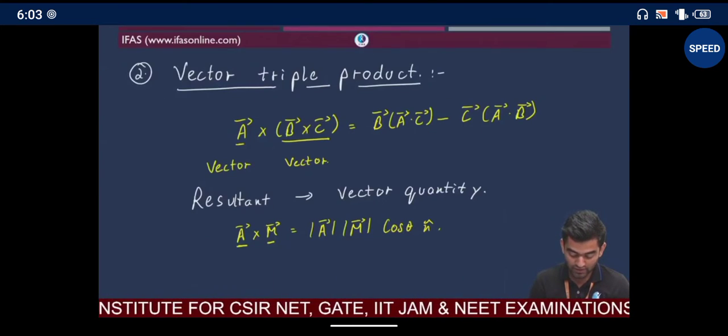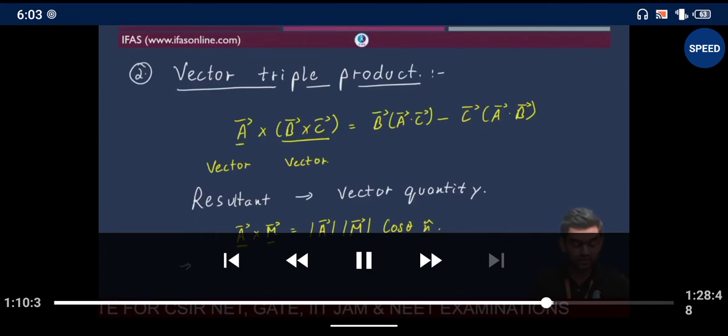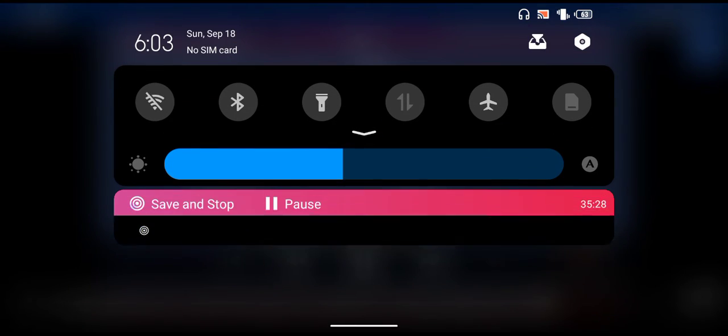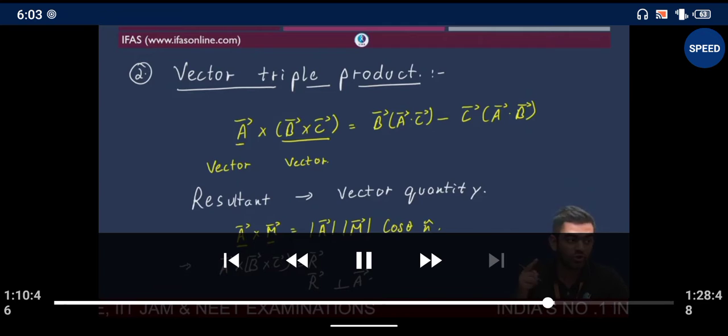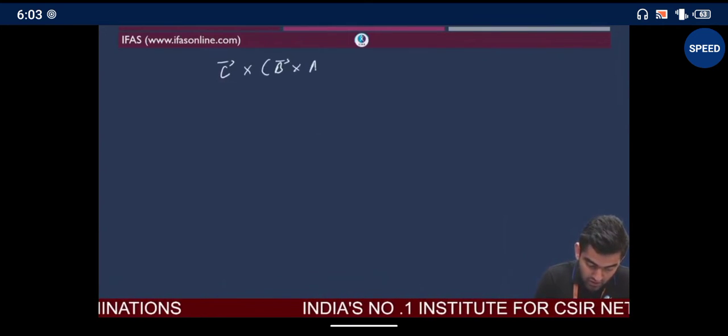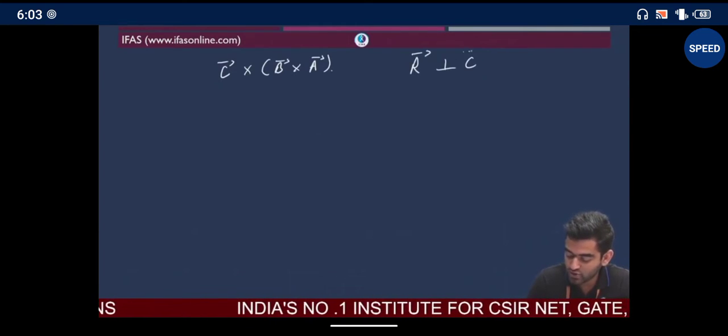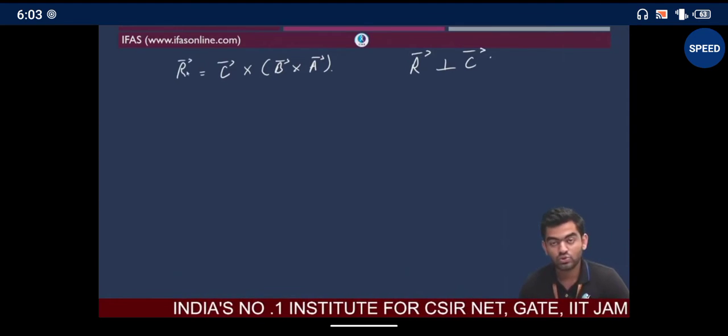So the resultant, which is a vector quantity, a vector cross with b cross c vector. Let me say this is r vector. This r vector is then going to be perpendicular to a vector. It is not going to be perpendicular to b or c vector. If I represent it by c vector cross with b vector cross with a vector, then r vector is going to be perpendicular to c. So that's how the triple product can be.